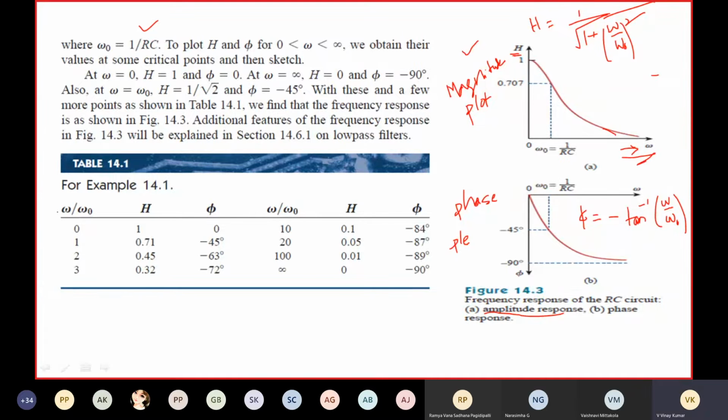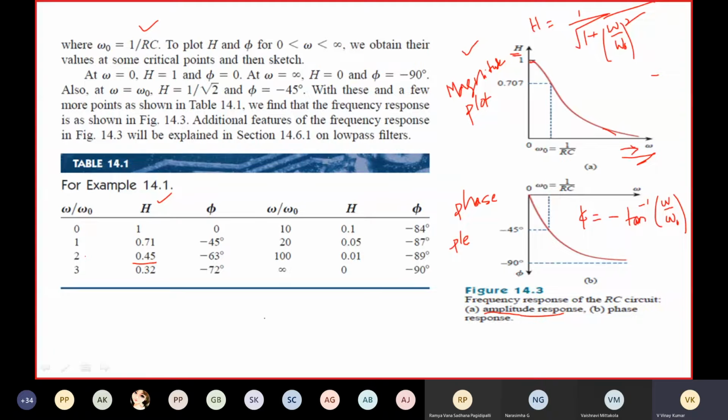So for different values of omega by omega naught, you're going to draw the graph. Omega by omega naught equal to 0 means H is equal to 1. Omega by omega naught equal to 1 means H is equal to 0.71. Omega by omega naught equal to 2 means you're going to have 0.45. When omega by omega naught is equal to 10, H is equal to 0.1.